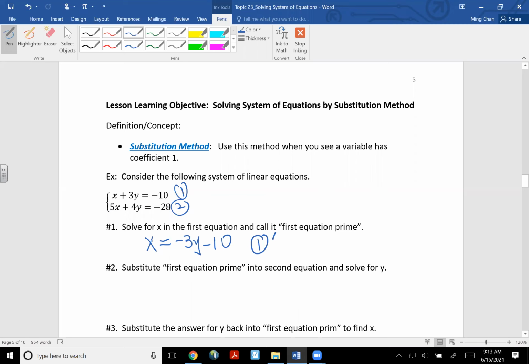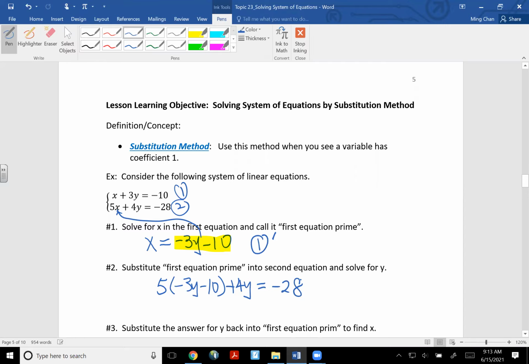So this is x equals negative 3y minus 10. I will take this first equation prime and substitute into the second equation wherever I see an x. Once I do that, the equation I'm about to solve will only contain the variable y. So normally the second equation says 5 times x. Now you will say 5 times negative 3y minus 10, still plus 4y, still equal to negative 28.